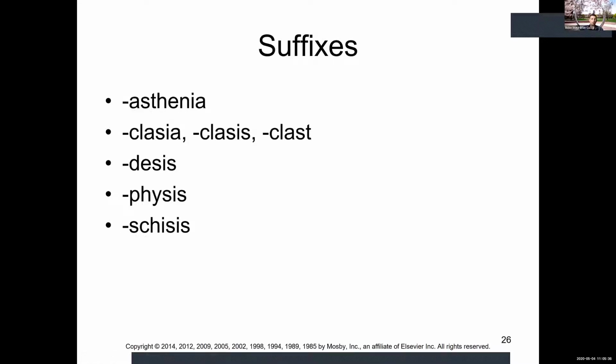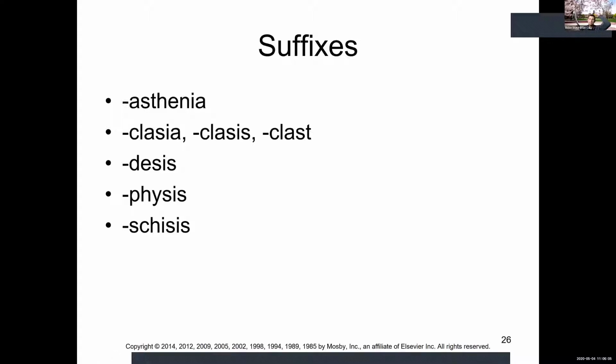Suffixes, I turn the page over to page 600 and we can see this list of suffixes. So the asthenia, so such as myasthenia, which would be muscle weakness. So asthenia is just a suffix meaning weakness. Clasia, classis, and clast, meaning breakage, often referred to when speaking about bones. Schisis, the one on the bottom there, we talked about that a little bit before, a fissure or a split.